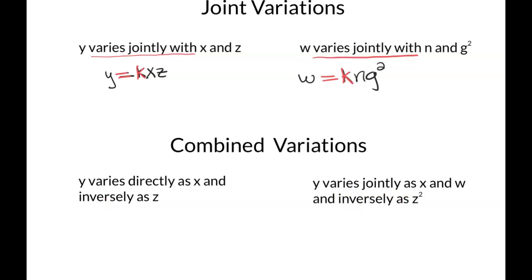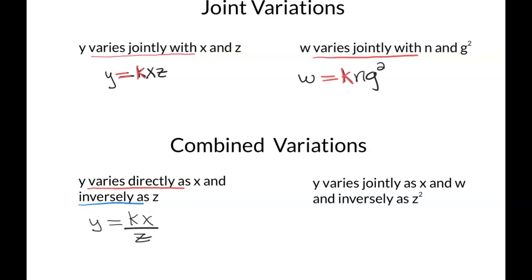So let's translate the first one. I've got varies directly as, so I'm going to translate that first one, y varies directly as x. And then it says inversely as z. So anything that's being inversely varied is going to go on the bottom. So the direct variation involves x, so x is on the top. The inverse variation has z, so that goes on the bottom.